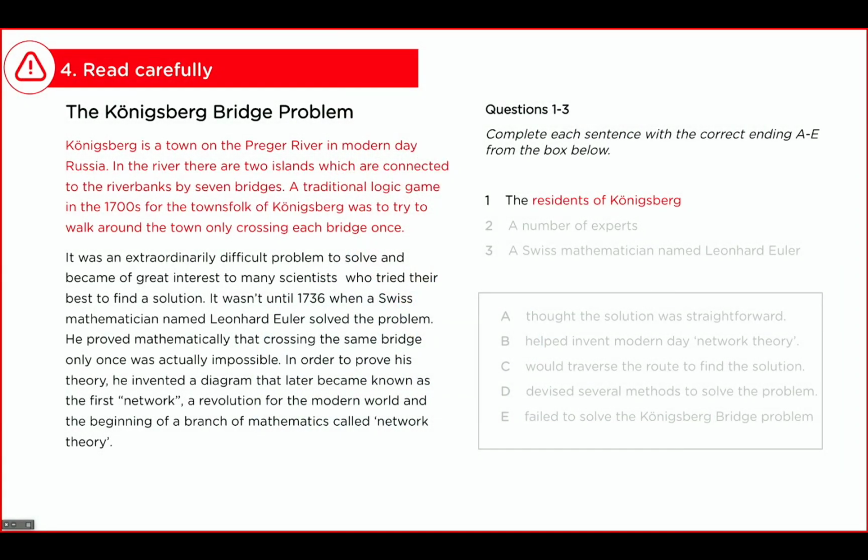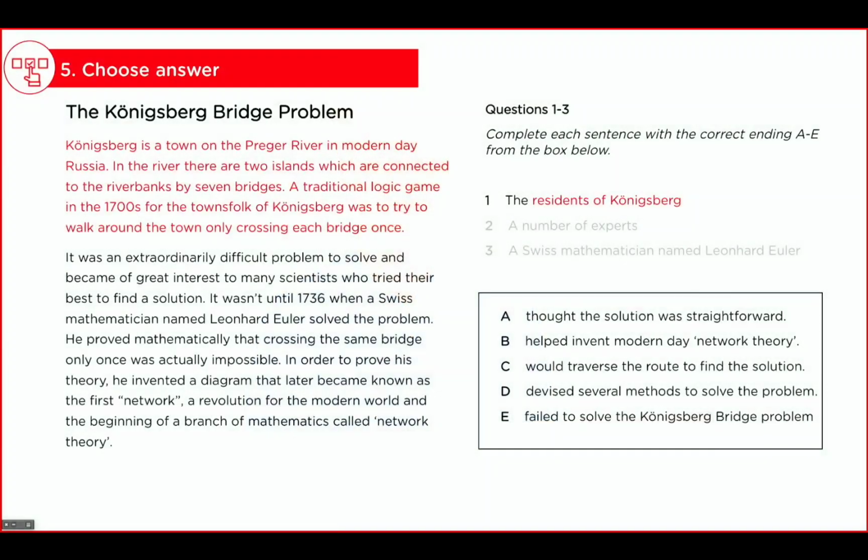Then we're going to have to read carefully, okay? Let's read this. It says, Königsberg is a town on the Prega River in modern-day Russia. In the river, there are 2 islands, which are connected to the riverbanks by 7 bridges. A traditional logic game in the 1700s for the townsfolk of Königsberg was to try to walk around the town only crossing each bridge once.